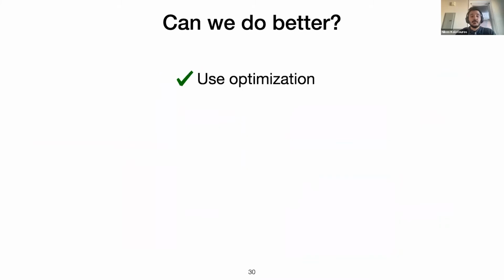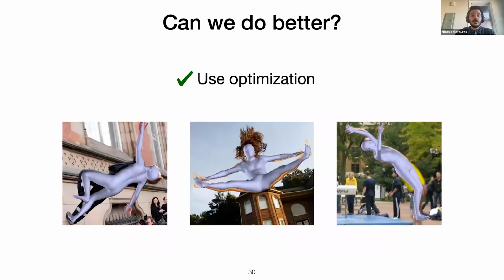The answer is yes. We can leverage optimization. When the optimization succeeds, it tends to have really good image-model alignment. To succeed though, it requires good initialization. We can initialize the model fitting process with the output of a regression network. A good initialization will encourage the optimization to converge to a good solution.